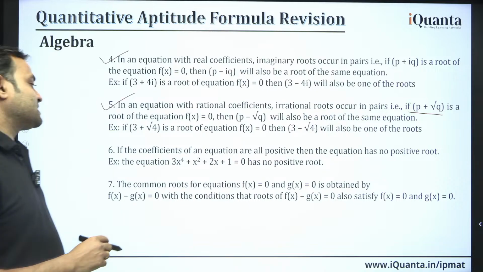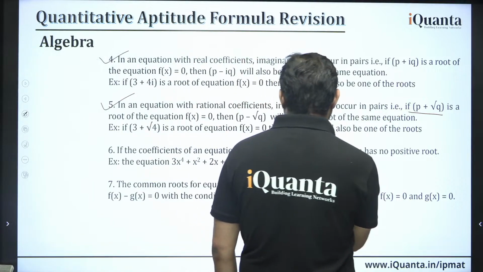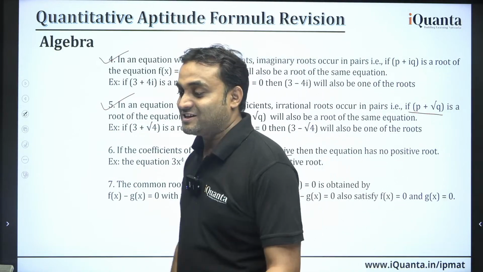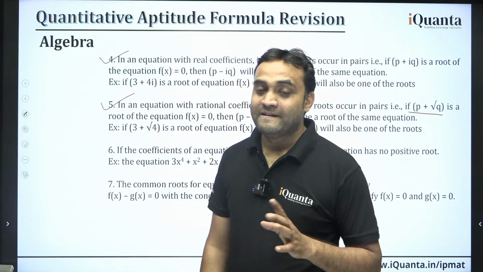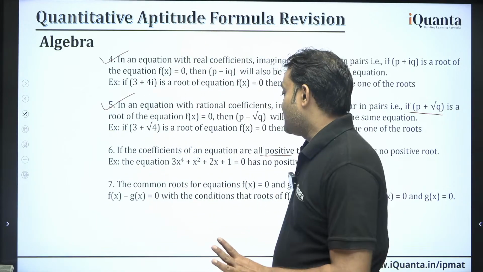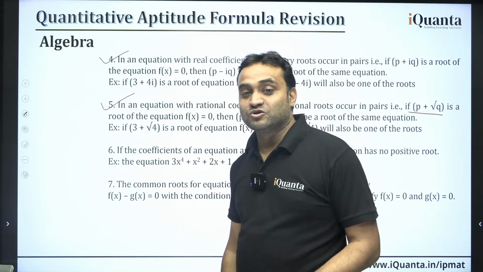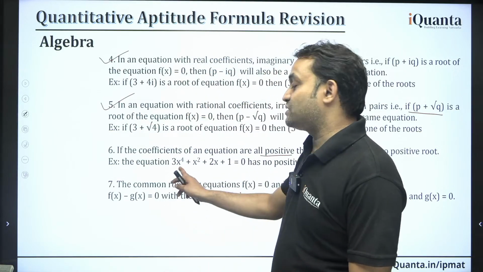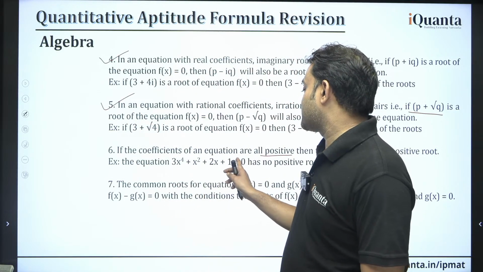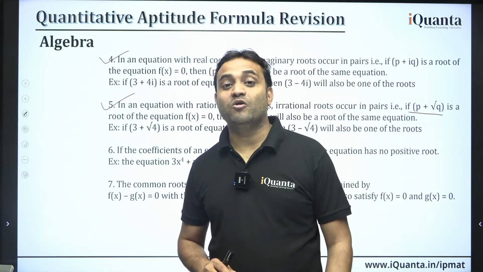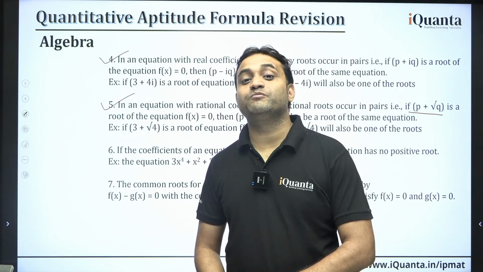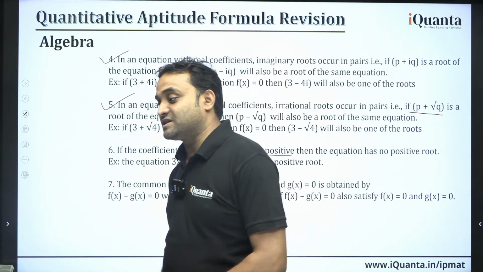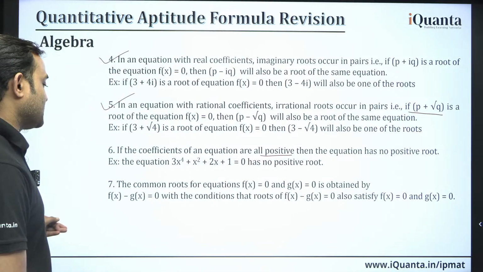Now it says if the coefficients of an equation are all positive, then the equation has no positive roots. Equation like this, है ना, कितना अच्छा statement है ये. Without solving the equation, we can say how many positive roots and how many negative roots will be there in these kinds of situations, like 3x to the power 4 plus x square plus 2x plus 1 is equal to 0. How many roots of this equation are positive? What will be your answer? 0, because all the coefficients are positive, है ना, all the coefficients are positive.